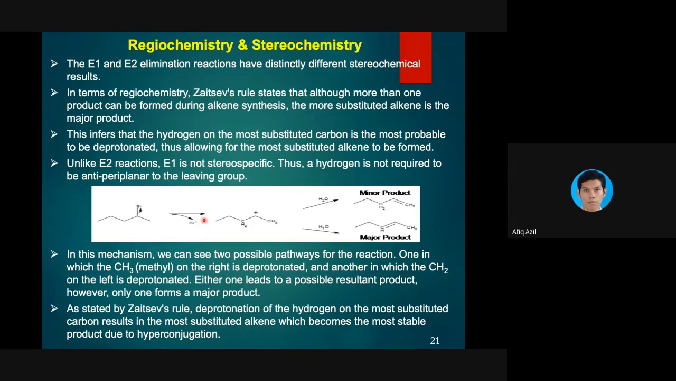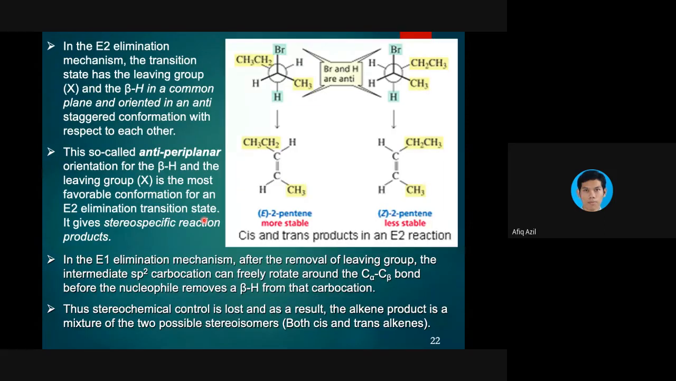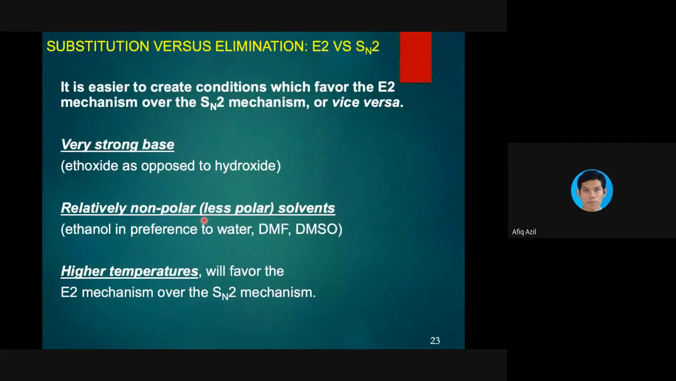So this is on regiochemistry and stereochemistry. I have explained earlier, but you can read later. So, substitution versus elimination. How do you determine whether a reaction can proceed via an elimination or a substitution reaction? Because the product will be different.